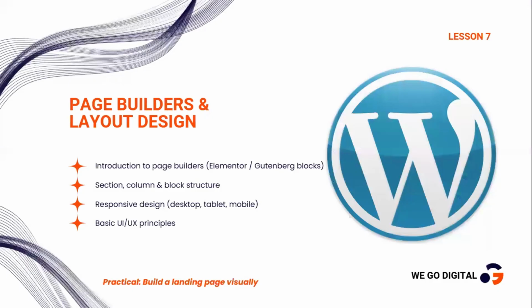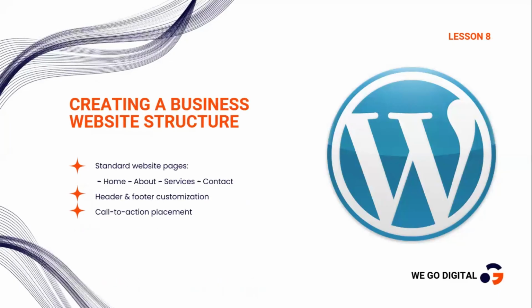So in our next module, we are going to start designing proper. So page builders, layout design, introduction to page builders, that's Elementor. We already talked about Elementor, but now we'll practically use it. We'll get to look at sections, columns, and block structure. Then responsive web design, how to design for each screen, phone, tablet, mobile, desktop, however. Then basic UI UX principles. So this is that. We already know we have a template, but we'll build a full site without a template, and we'll see how to edit a template. That's what we're looking at next lesson.